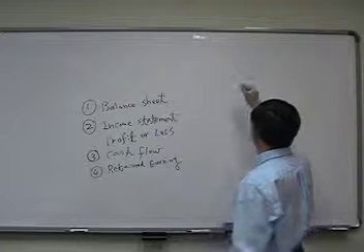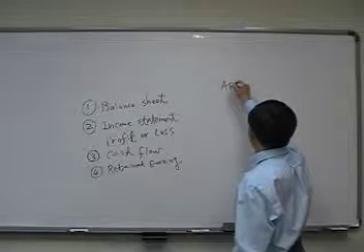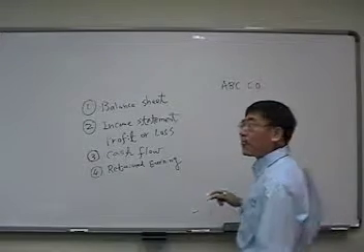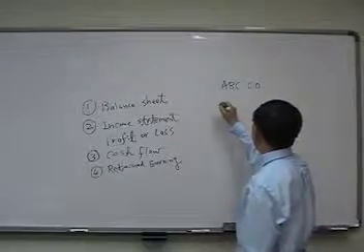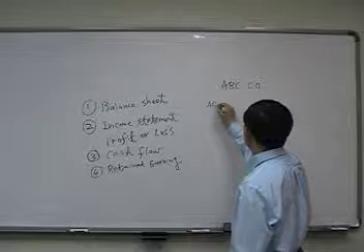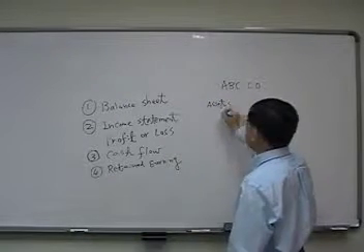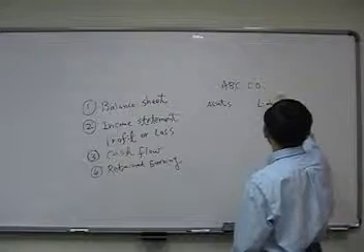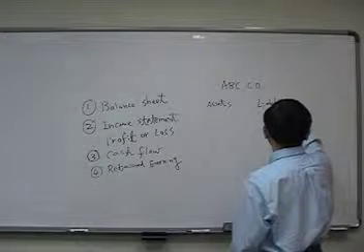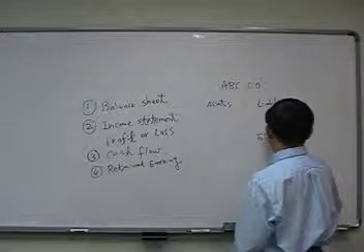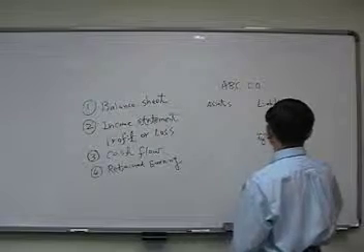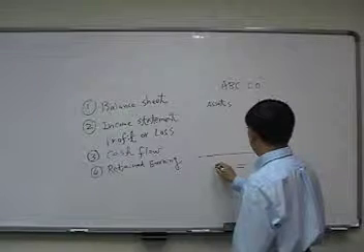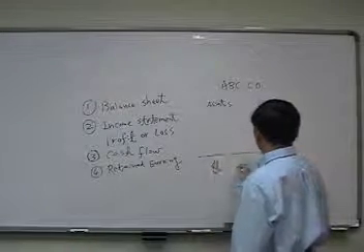Say this is ABC company or ABC business whatsoever. We have assets here. We have a liability here. Then we have equity. In the bottom line, this number equals this number.